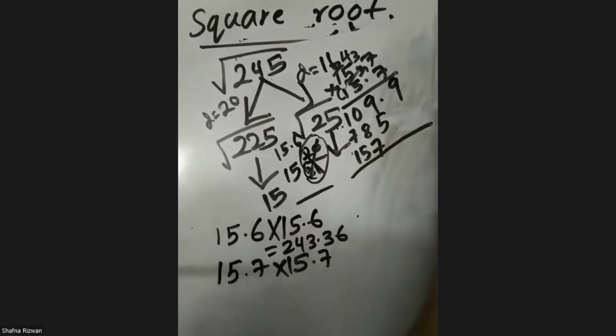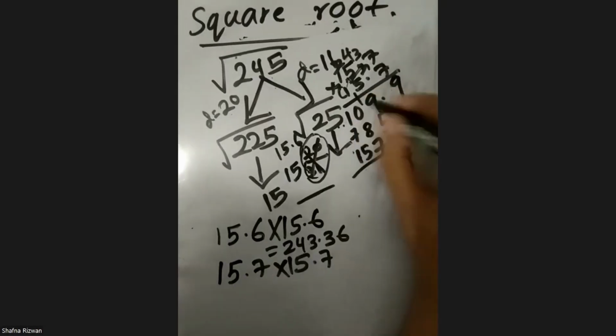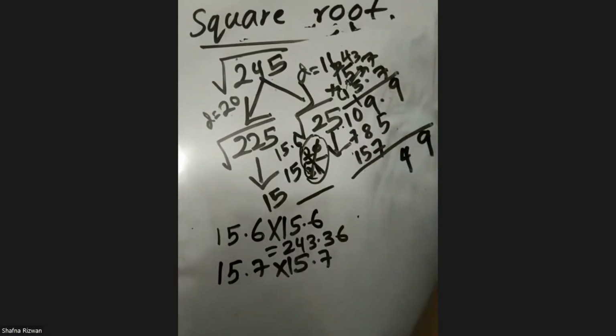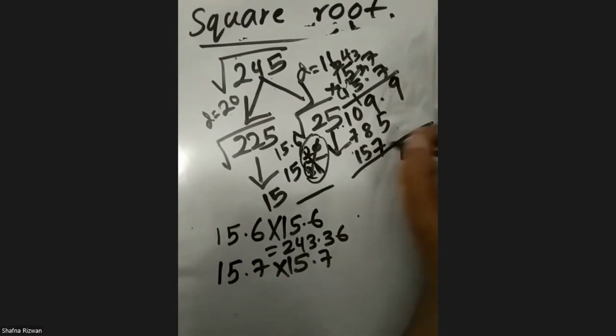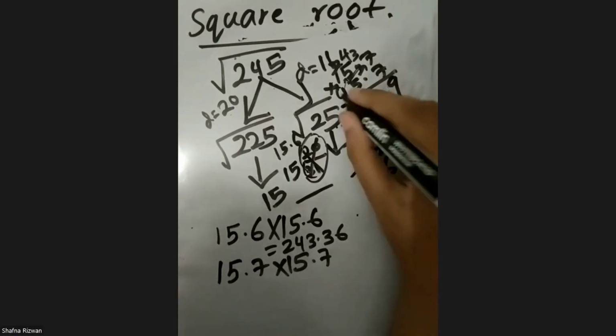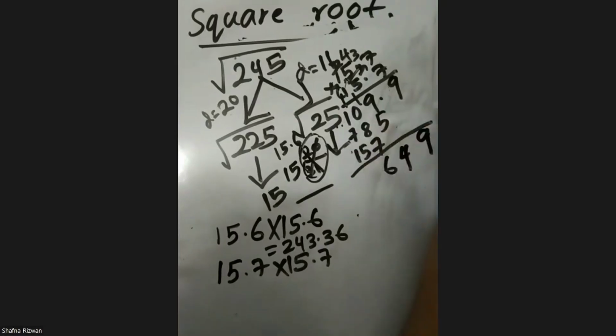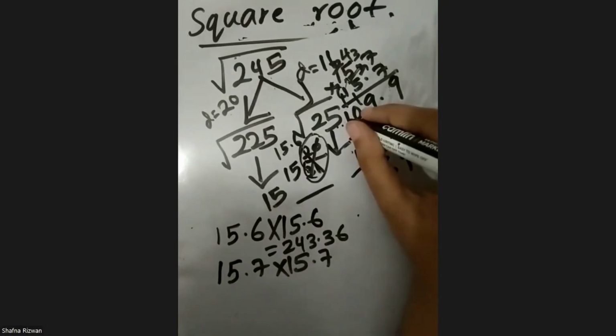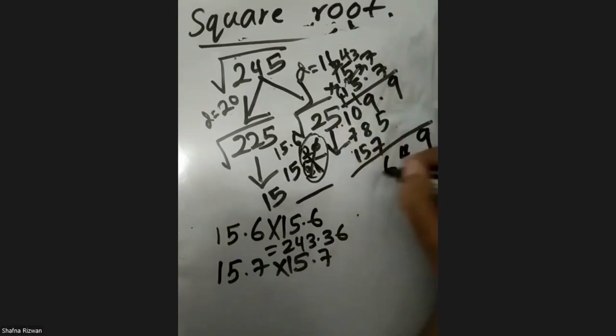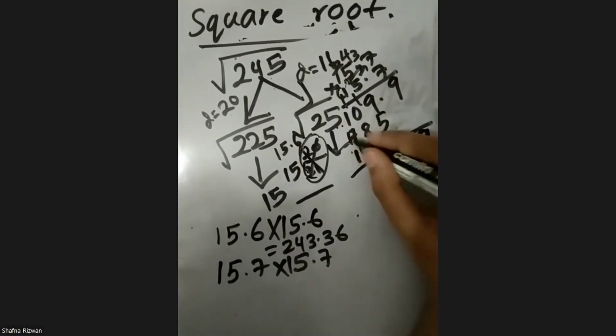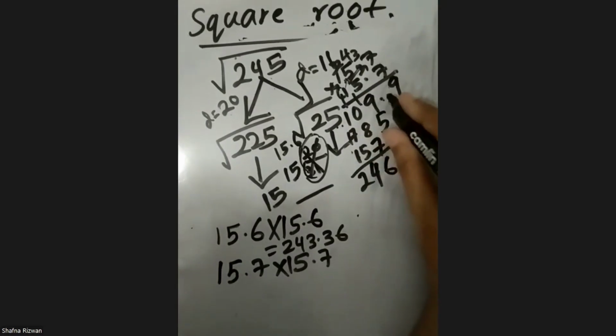So let's add it. So here you have 9. 9 plus 5 is how much? 14. And then 8 plus 7 is how much? That is 15. So 15 plus 1 is how much? 16. And then 5 plus 7 is how much? 12. 12 plus 1 is how much? 13. 13 plus 1 is 14. And then here 1 plus 1 is 2. So here 2 decimal places.